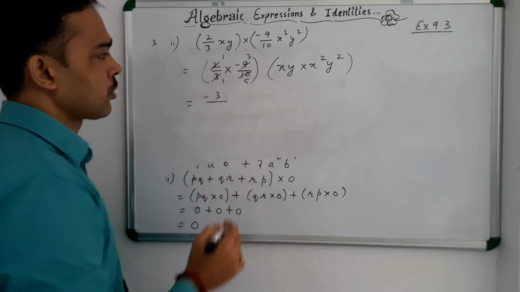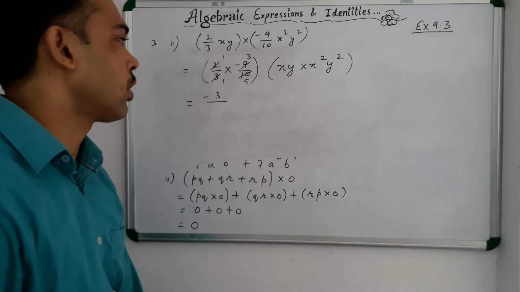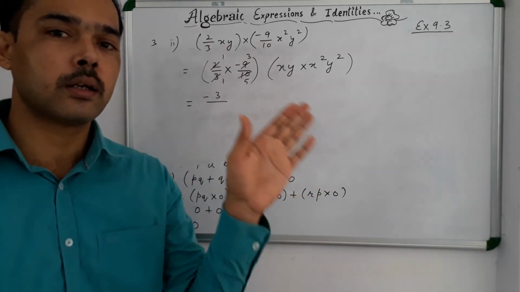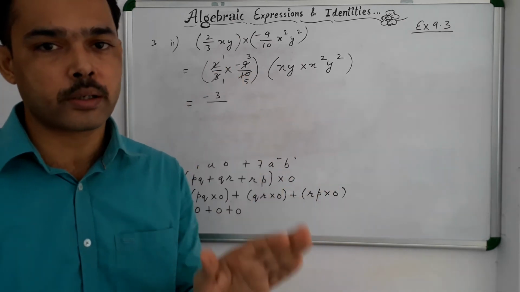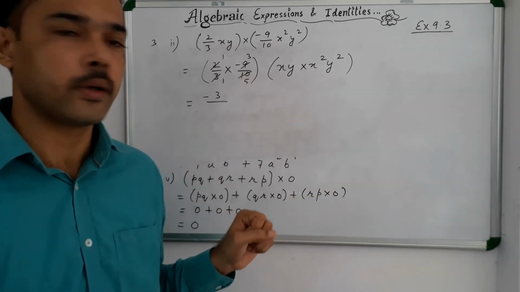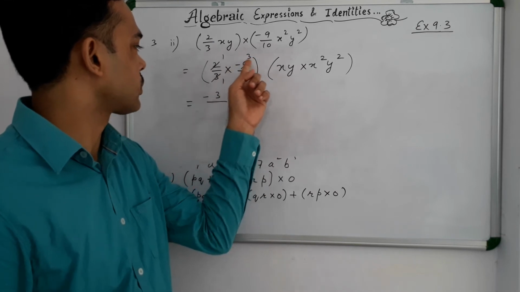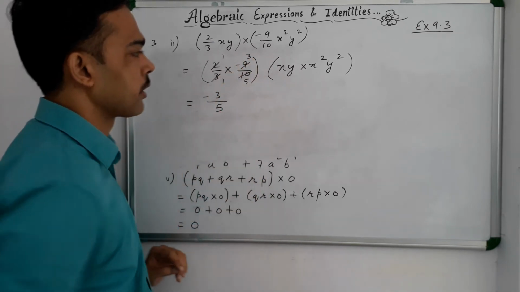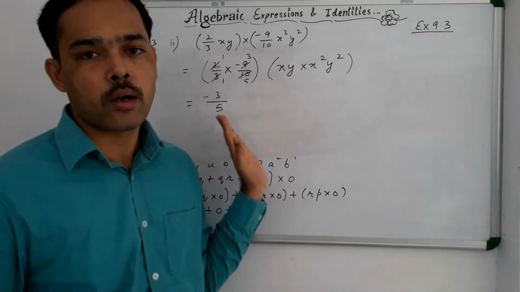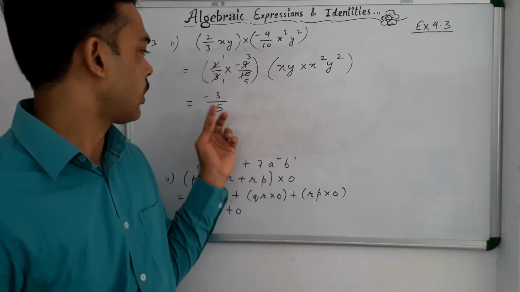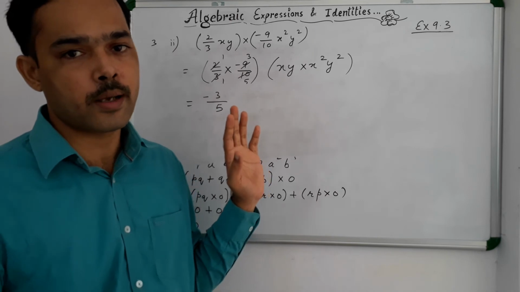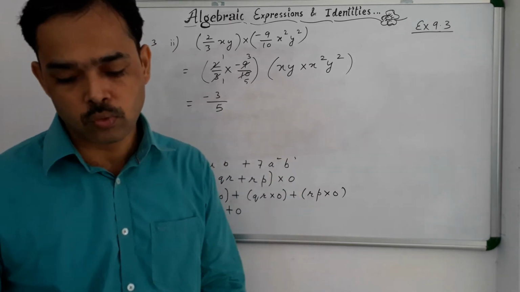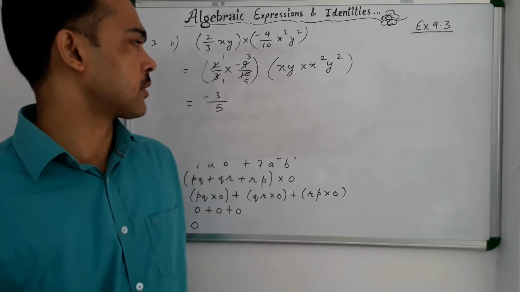You know that whenever you multiply fractions or rational numbers, we multiply the numerator by numerator and denominator by denominator. That is why 1 into 3 will be 3 and 1 into 5 will be 5. So for the constant we have got −3/5. When we did multiplication we got −3/5. Now let's move on to the variables.